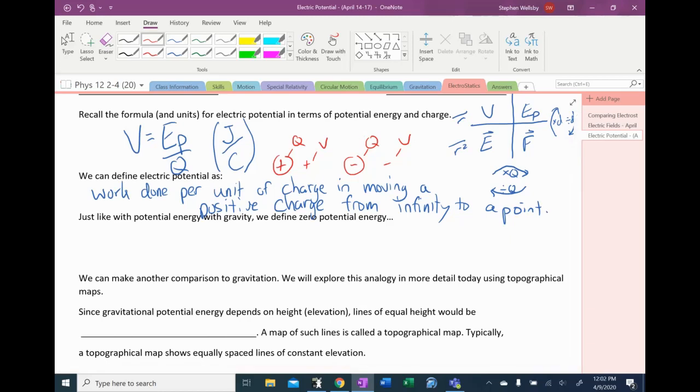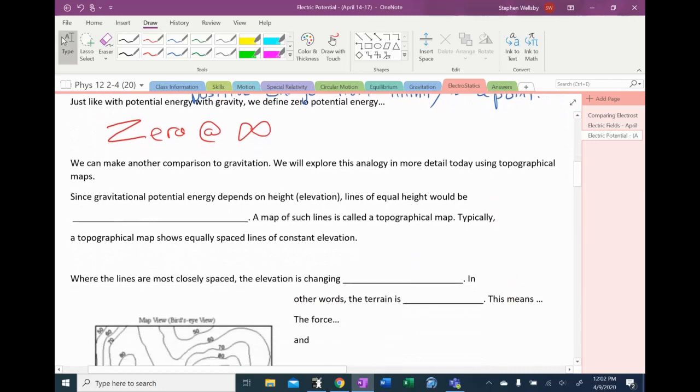And just like with potential energy with gravity, we define zero potential energy to be at infinity. So when it's an infinite distance away, there's no potential energy. And as it gets closer, if it gets closer to a positive charge, it's going to have more potential energy. And as it gets closer and closer to a negative charge, it's going to have less potential energy or more kinetic energy. Okay, so let's make another comparison to hopefully improve your understanding a bit.